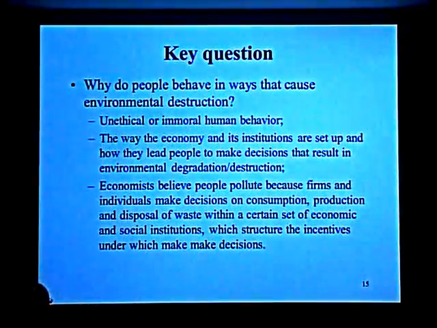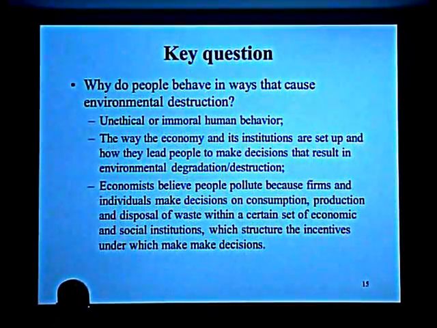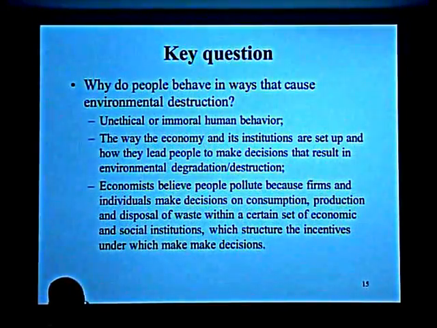So economists believe that people do it because firms and individuals make decisions on consumption, production, and the disposal of waste within a certain set of economic and social institutions, which structure the incentives under which they make decisions. So it's about incentives. If the incentives are right, people will not do it. The problem is finding the right ones.